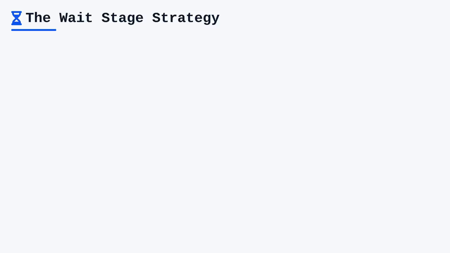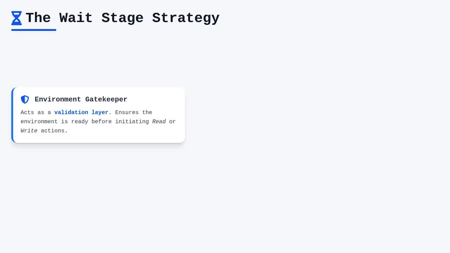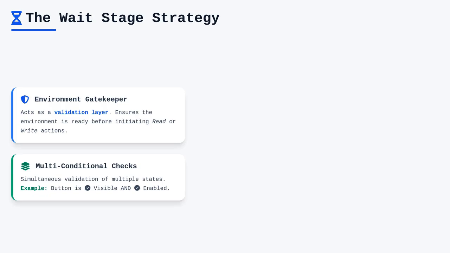A robust wait stage acts as a gatekeeper that validates the environment before attempting any further interaction, such as a read or write action. Within the wait stage configuration, we can define multiple conditional checks to account for various application states simultaneously. For example, rather than simply waiting for a button to exist, we might configure the stage to check if that button is both visible and enabled.